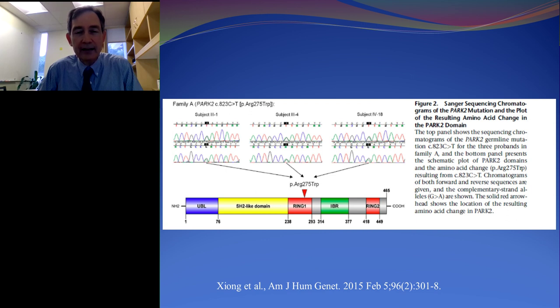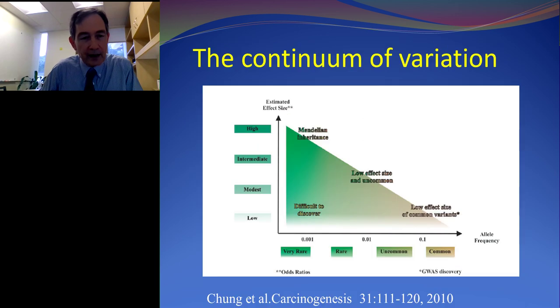And so while it's not always necessary to have the controls match perfectly to cases in terms of their exposures, I mean, that is the best. Definitely the most important thing is to make sure that the sequencing process is the same between the case and control groups. So on this slide, we're showing you sort of the range of variation that exists in population.